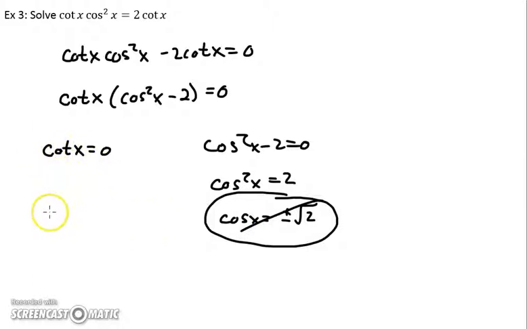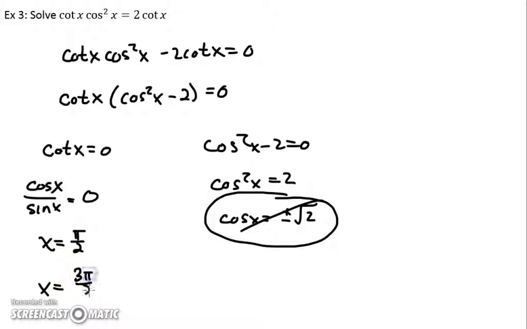So now we got to look at this. Cotangent equals 0. So we got to think cotangent is cosine of x over sine of x. So that's got to be equal to 0. So cotangent of x is going to be 0 when x is equal to pi over 2. It's also going to be equal to when x is 3 pi over 2.